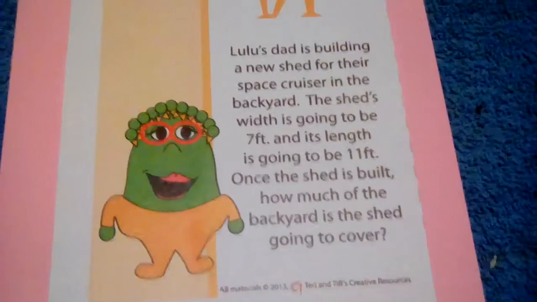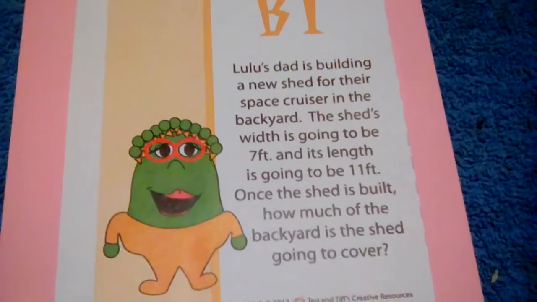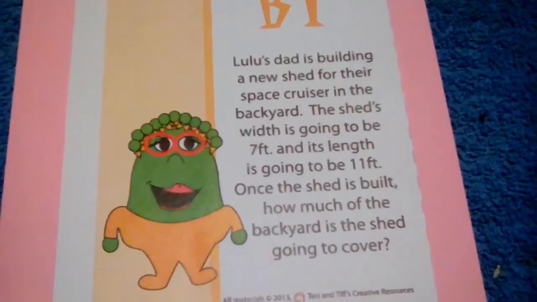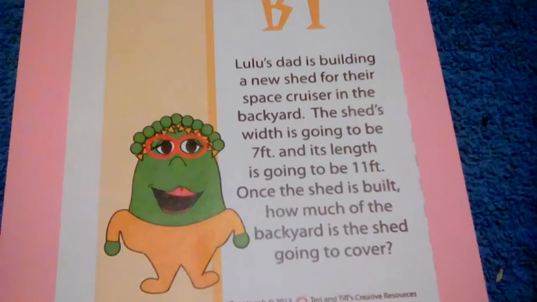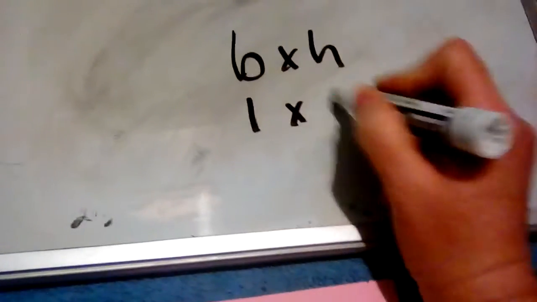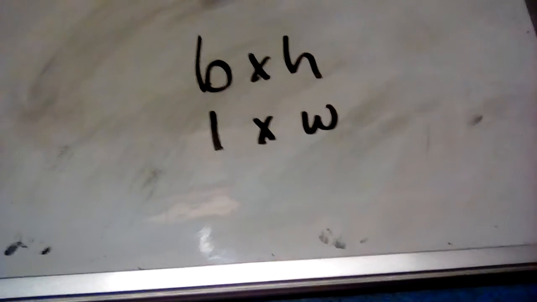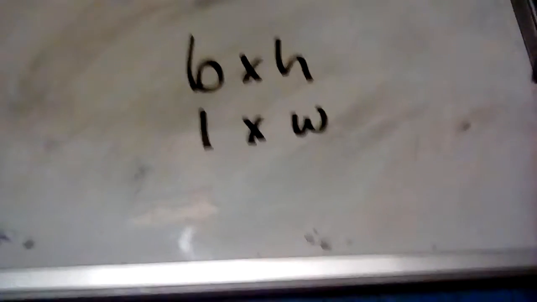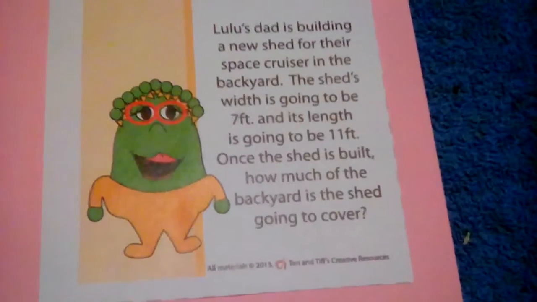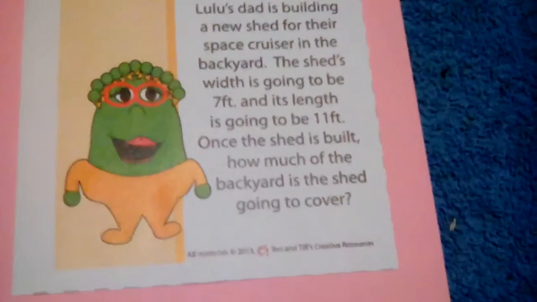All right, this one says, here's my cute little alien girl. And she said, Lulu's dad is building a new shed for their space cruiser in the backyard. The shed's width is going to be 15 feet, and its length is going to be 11 feet. There's 2 different ways that you can show this equation. I usually do base times height. Some people will show length times width, okay? It means the same exact thing. The base is the length, the height is the width. Once the shed is built, how much of the backyard is the shed going to cover?